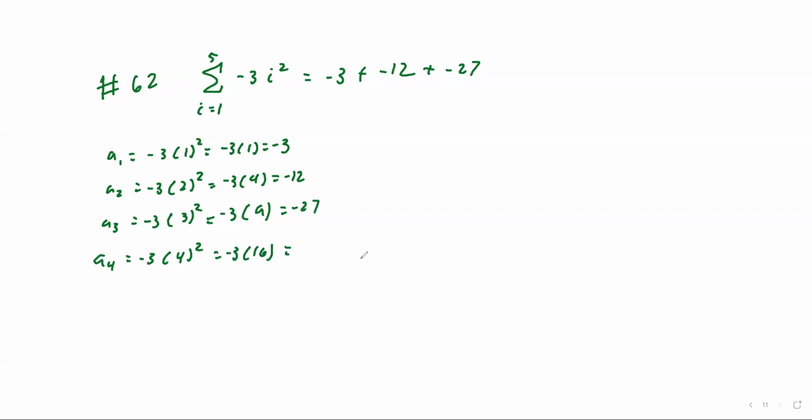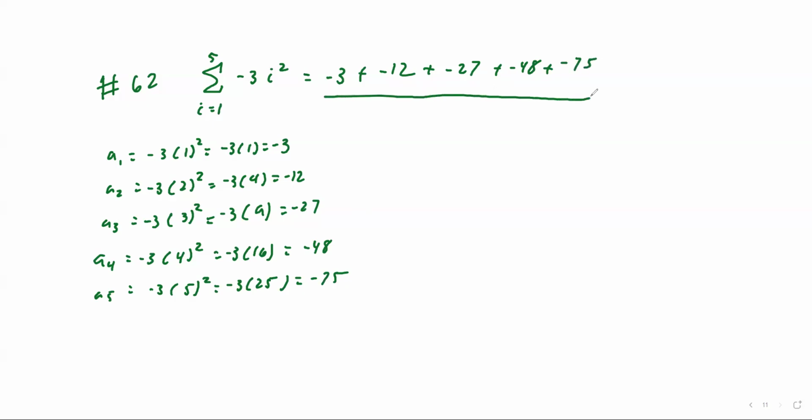Maybe you might be yelling at the screen right now going, hey, it's this. All right, so -3 times 16 is -48. And then the last one here would be -75. Again, that right there would be your expanded form. When you add it all up, you get -165. And that would be the second part.